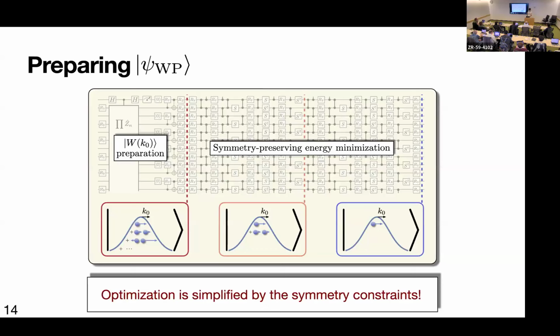So at a higher level, this is how it looks. You prepare this W of K zero state. It has the right momentum structure, but maybe has the wrong particle content. Then you do this symmetry-preserving energy minimization, which projects this down onto wave packets of single particles. The optimization problem is really simplified because the symmetry constraints restrict the structure of the circuit you can search over, so the number of variational parameters doesn't grow with system size.